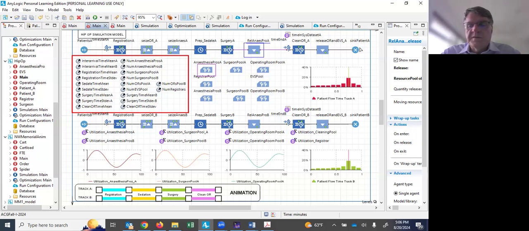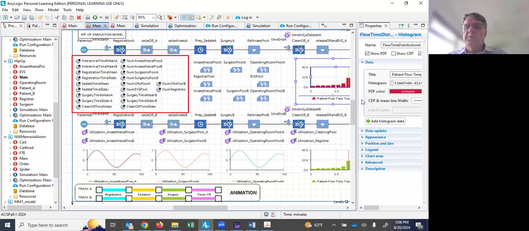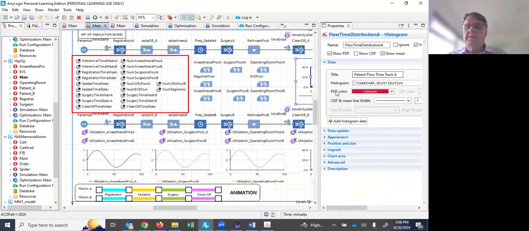The statistics that are being collected here are kind of interesting. There are some long-run statistics in the form of utilizations of the anesthesiology pros, the surgeons, the ORs, the cleaning pool, the EVS pool in other words, and the registrars. That's also a pool. We're getting the histograms of the patient flow times here. And I want to just show you something that's interesting here, so you can figure out how much data to collect.